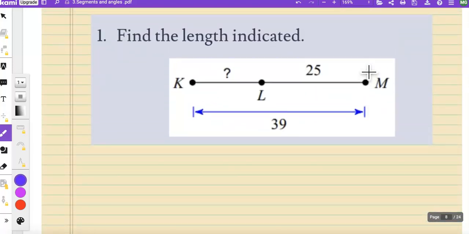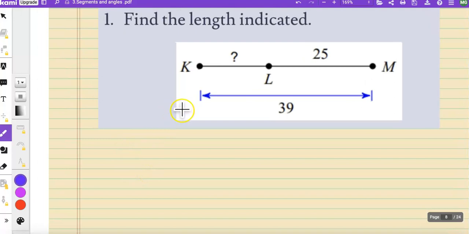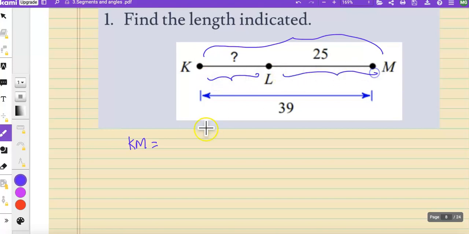So let's start with our first question. Question number 1 says find the length indicated. So let's work on this problem. What we have to find is KL, the question mark. First of all, you see the whole line over here. What is the name of this? KM. KM is equal to what? KM is equal to KL plus LM. Okay, so let's go ahead and substitute the values.